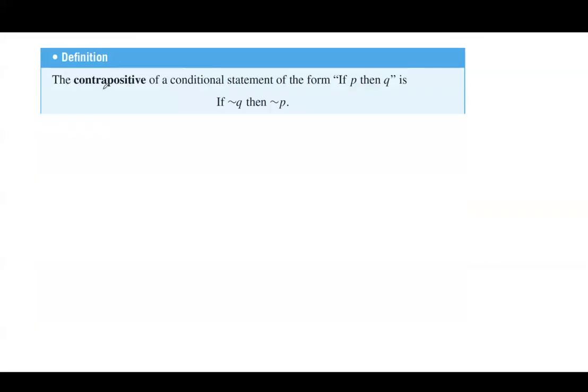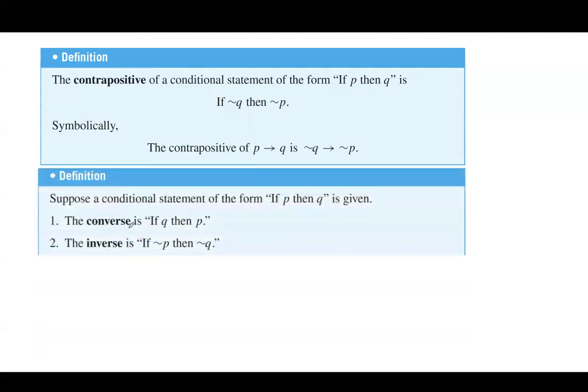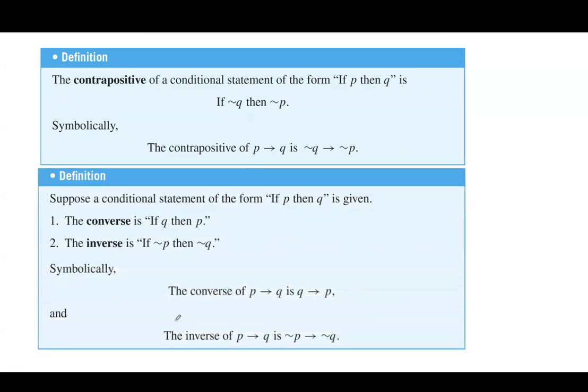When it comes to implication, we have other definitions as well. One of them is the contrapositive. The contrapositive of a conditional statement is if not Q, then not P. The contrapositive is equivalent to the conditional statement. The contrapositive of P then Q is not Q, then not P. You can also define the converse and also the inverse. The converse of P then Q is Q then P, and the inverse of P then Q is not P, then not Q.